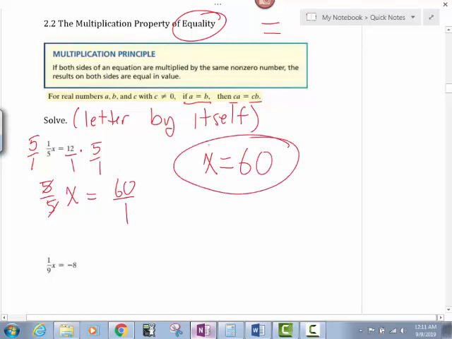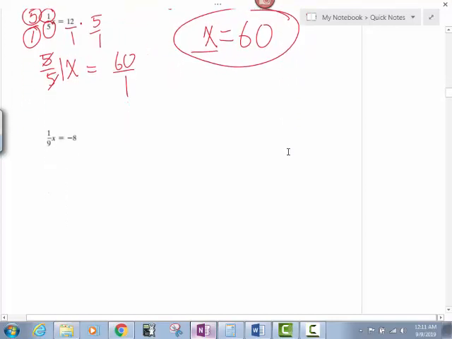Okay? The reason why we're multiplying by the reciprocal is so that this number here can cancel with that number there, and this number here can cancel with that number there. And notice when we divide them out, the number we're left with is a 1, and 1 times x is just x. That's getting us our letter by itself, okay? So let's try the next one. We're going to go about it the same way.